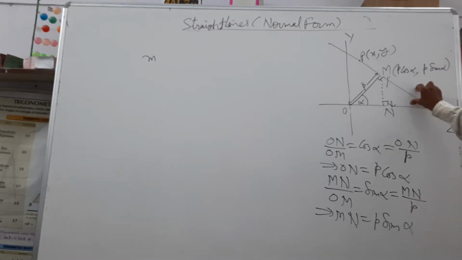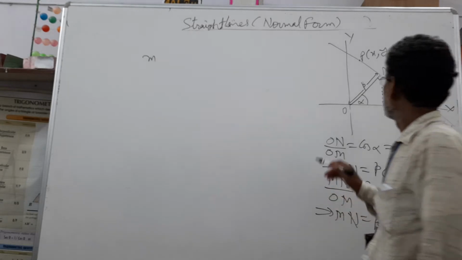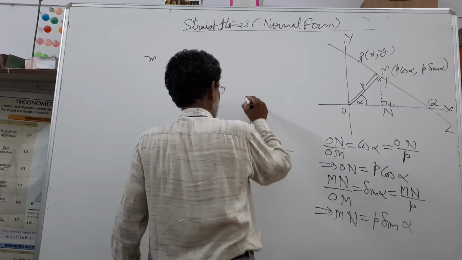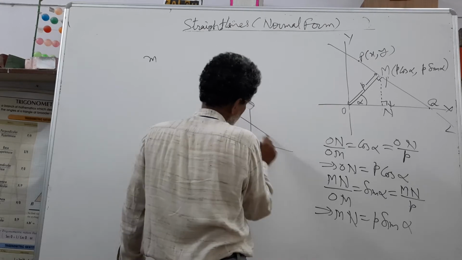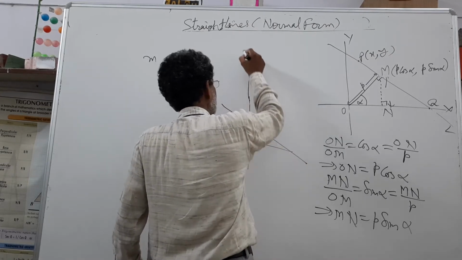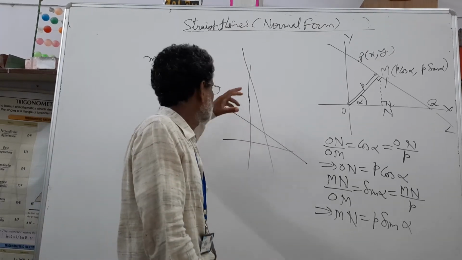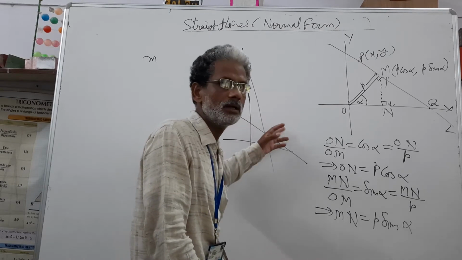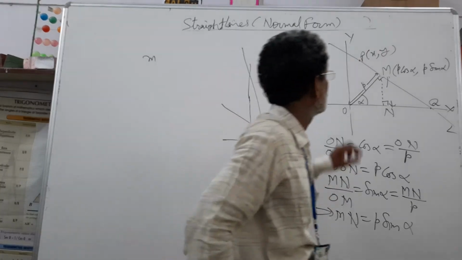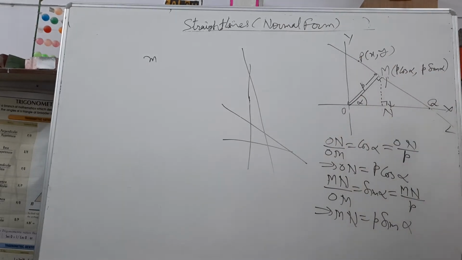And for any given line, OM will be fixed. If we change the orientation of the line, only in that case OM will change. Otherwise, if the line is fixed, then the perpendicular from the origin on the line will be fixed. That is, the foot of the perpendicular from the origin on the line will be fixed. That is, (p cos alpha, p sin alpha) behaves like a fixed passing point (x1, y1).